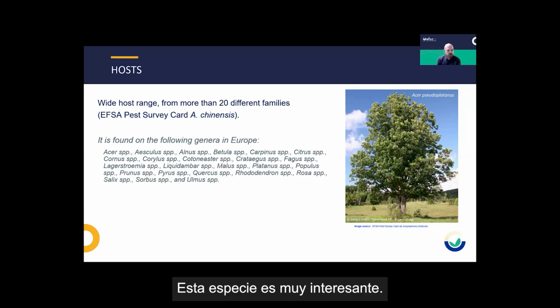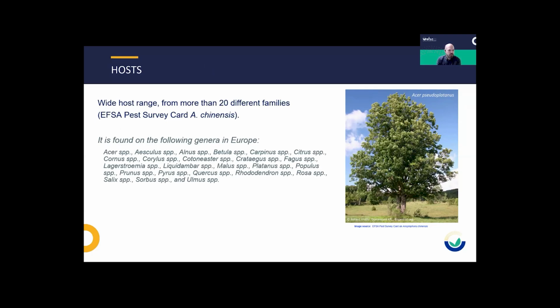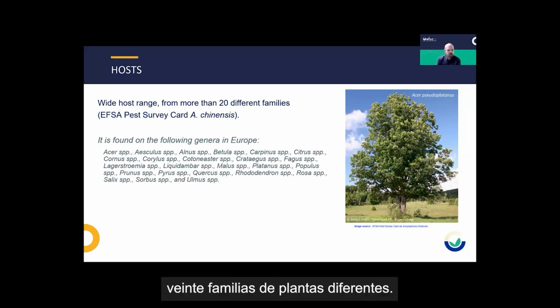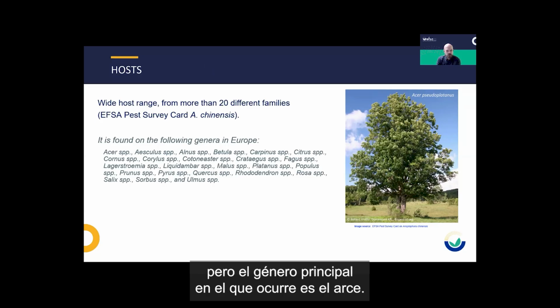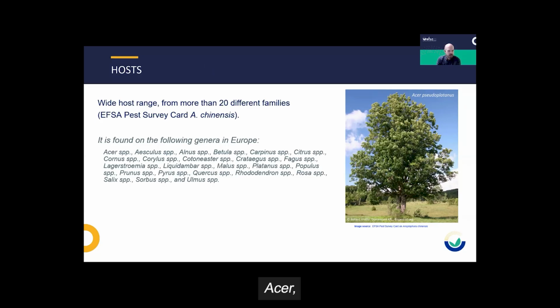This is a really interesting species. Unlike many species on the list, this is a polyphagous species. It attacks more than 20 different families. You see a whole list of species and genera below, but the main genera it occurs on are maple, so Acer, Betula, birch, and Corylus.